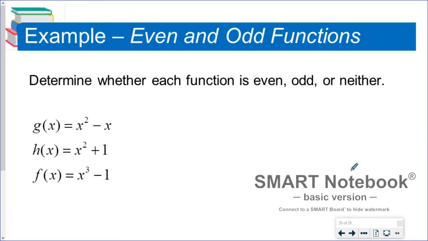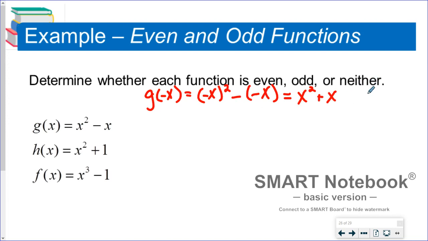All right, so determine whether each function is even, odd, or neither. First I will look at g of -x. So I plug in -x anywhere where there's an x. So I say (-x) squared. I just plugged in a -x for this regular x, and then minus, and then I plug in a negative x for this x as well. So when we do that, negative x quantity squared is still just x squared. And of course, minus negative x becomes plus x.